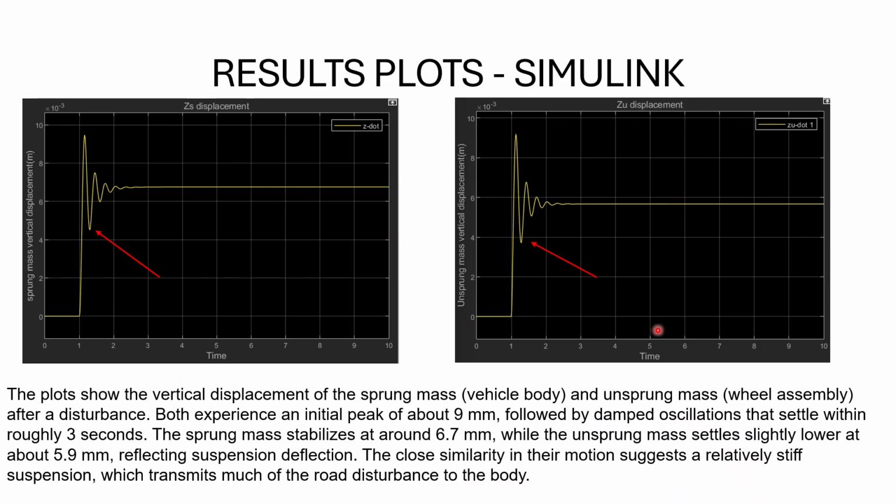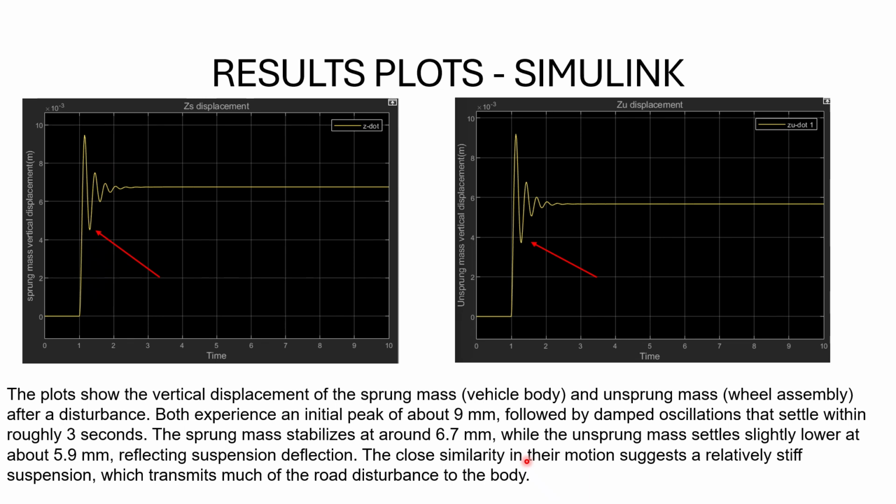These are the result plots from the Simulink design that you saw earlier, and I know they look a little bit similar, but they are very different. As you can see here with the peak levels, there are different damping effects. Basically, these plots show the vertical displacement of the sprung mass representing the vehicle body, and the unsprung mass, which is the wheel assembly, after a disturbance.